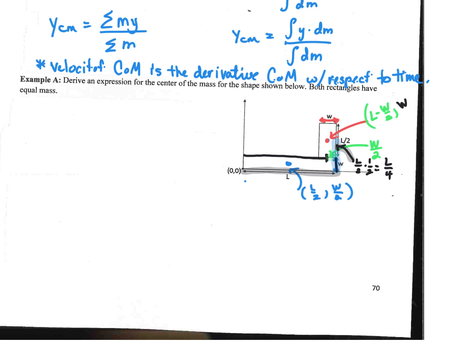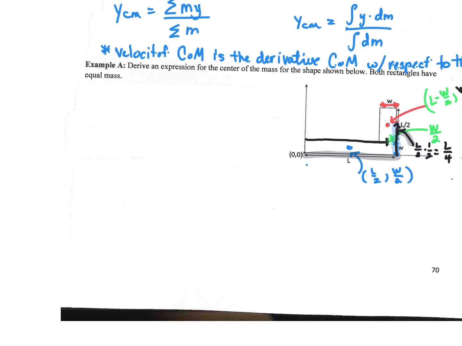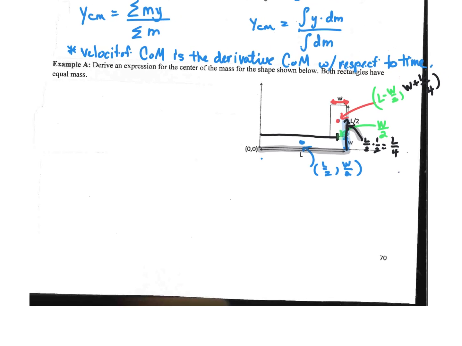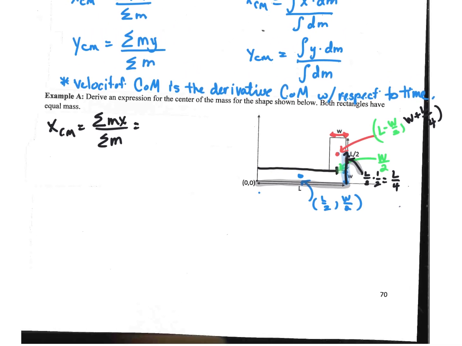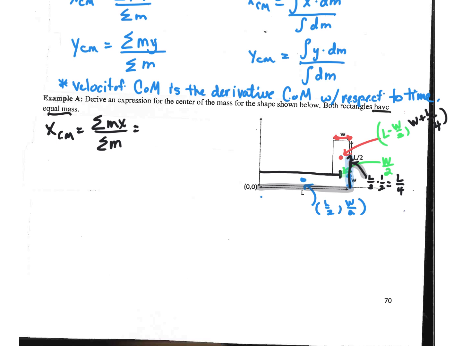Okay, so now I have two centers, and all I have to do is find the center between those two centers. So where's the center of mass between those two guys? Let's figure that out. For the x center of mass, we're going to use our formula, which is the sum of mx over the sum of the m's. Both rectangles have equal mass, so this is going to be 2M at the bottom. We'll call it big M and big M. So this is a mass big M and this is a mass big M, so we already know it's over 2M.